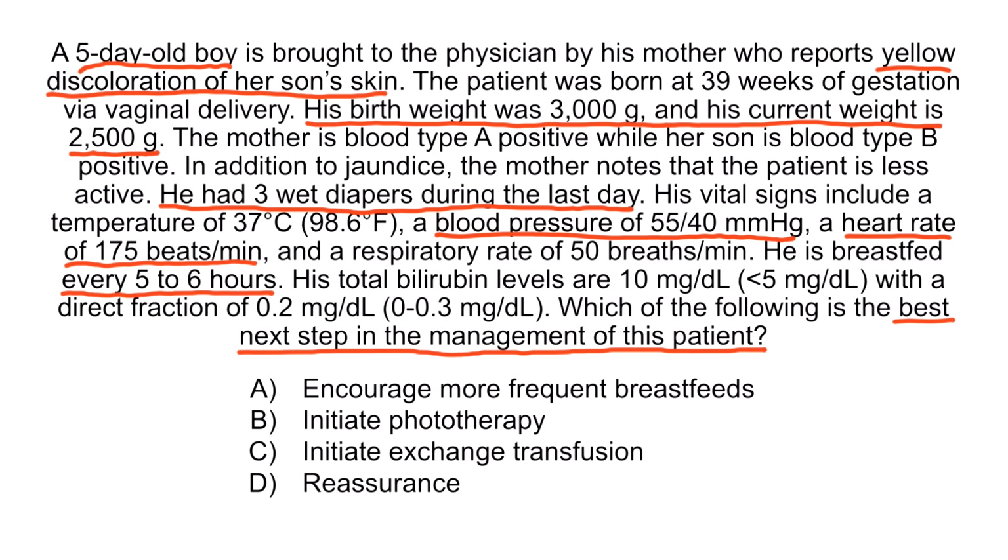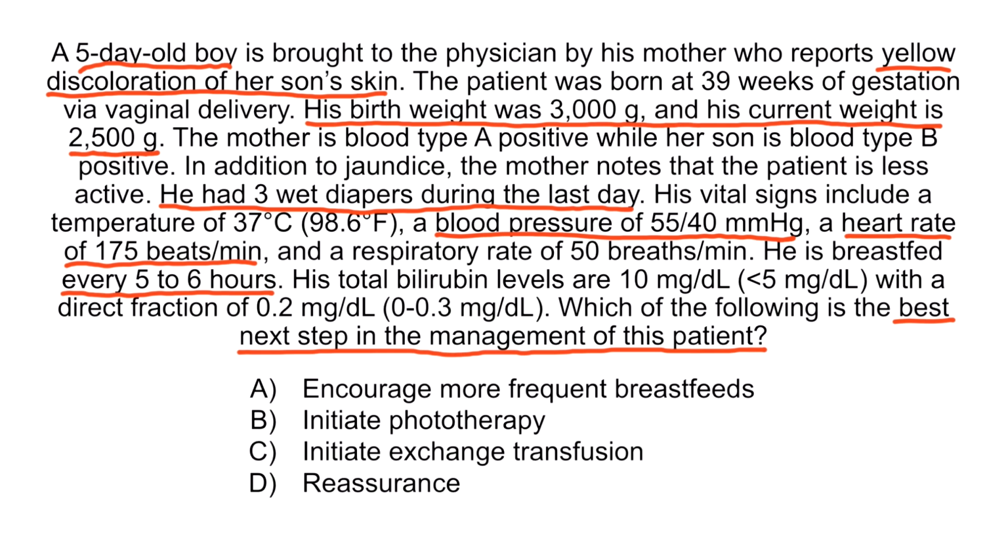Normally, the number of wet diapers within the first week of life should be equal to the number of days since birth. For example, a 5-day-old neonate should have at least 5 wet diapers. This patient has hypotension and tachycardia as well. All of these findings are consistent with severe dehydration. Dehydration is also supported by the fact that he is breastfed every 5 to 6 hours. Normally, a neonate should be breastfed every 2 to 3 hours.